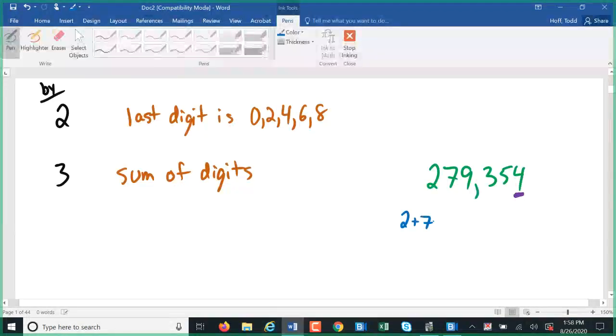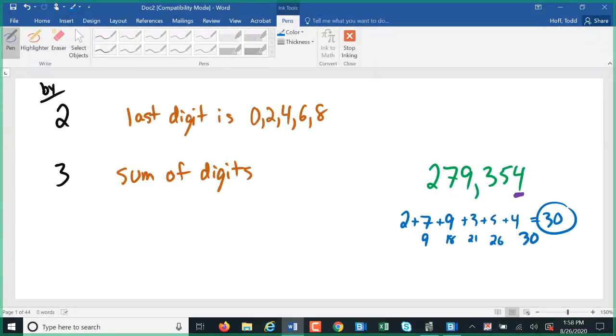2 plus 7 is 9. Plus 9 is 18. Plus 3 is 21. Plus 5 is 26. Plus 4 is 30. Those digits add up to 30. Is 30 divisible by 3? Yeah. Sure it is. So that number is divisible by 3. Now, if I didn't know if 30 was divisible by 3, I could have done 3 plus 0 equals 3, and that's definitely divisible by 3.